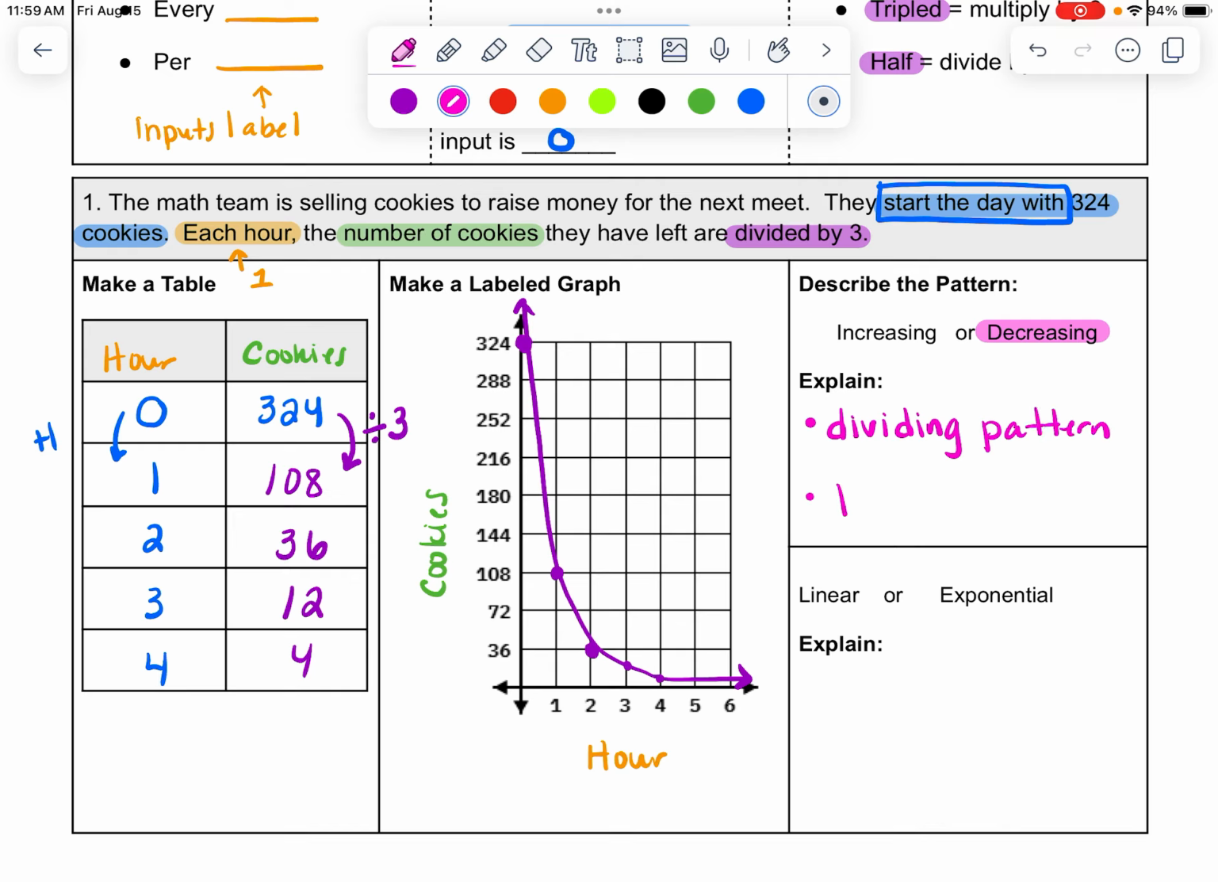And the second reason is that there is a downhill graph. The graph is definitely going downhill here from left to right. The next question is, is this linear or exponential? And the answer would be exponential because this is a dividing pattern, and multiplying and dividing always give us exponential graphs. And the other reason is because the actual shape of the graph is an airplane graph.